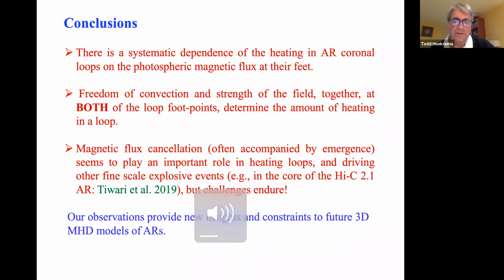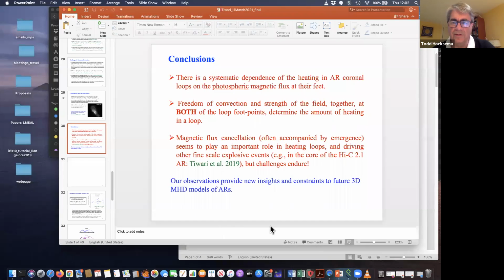I'll go to Hugh Hudson's question first, which is: loop brightness as it relates to magnetism is often parameterized as B to the alpha times L to the beta, or some such relationship. Would you agree that this seems kind of misguided given the strong relationship to the foot point properties? And I think we know your answer, but I'll let you comment.